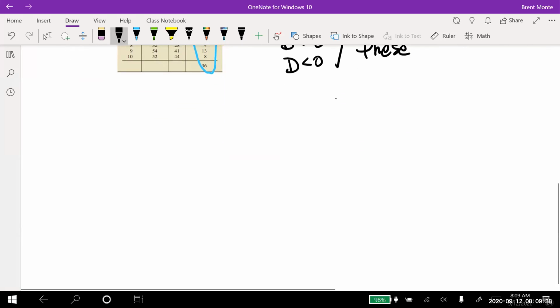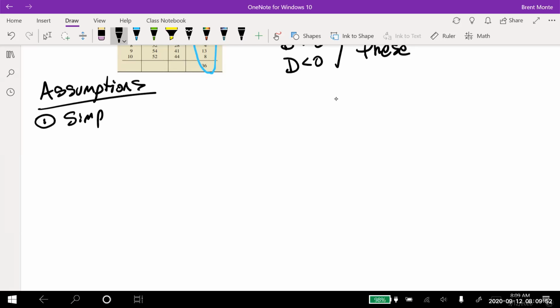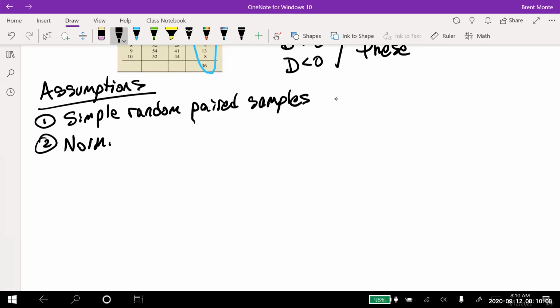Let's look at the assumptions for this test. So the first one is we do have to have simple random paired samples. And this is very strict. You definitely have to have that. The other one is what we always see, normal, this time they'll say differences, or large samples.